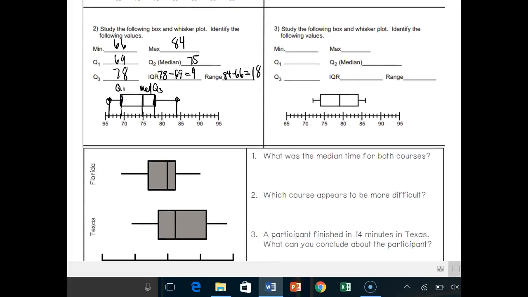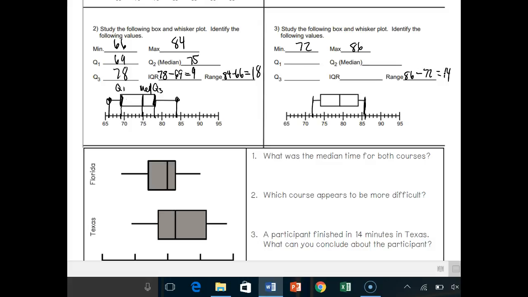Number 3. What's the minimum in number 3? It's 71, 72. What's the maximum in number 3? It's 85, 86. Try and make sure you draw straight lines down. You have to be super careful about this. So the range is the max, 86, minus the minimum, 72, which gives you 14.